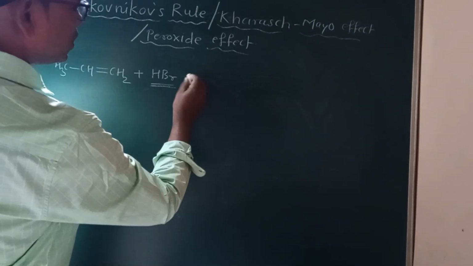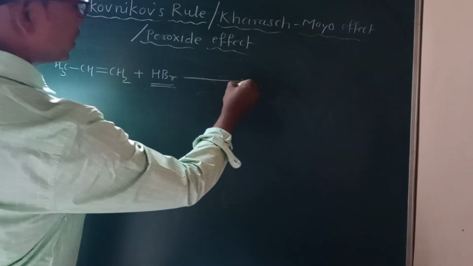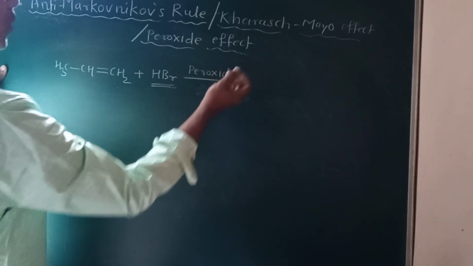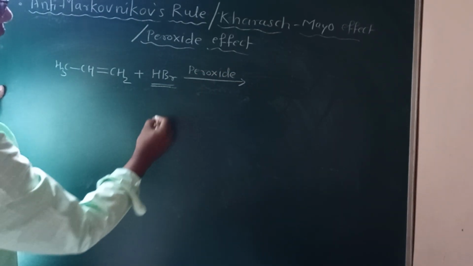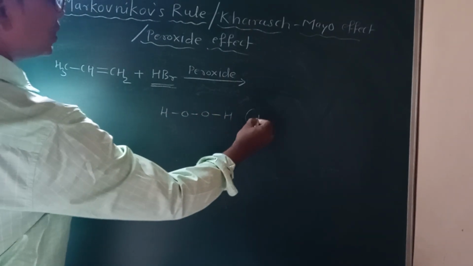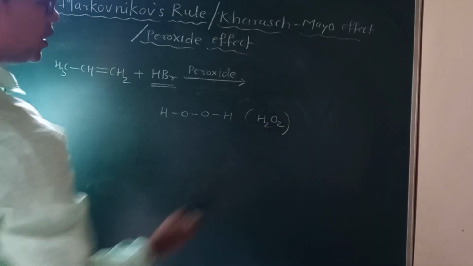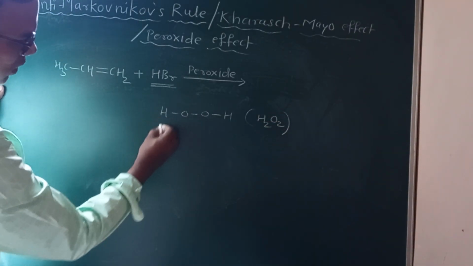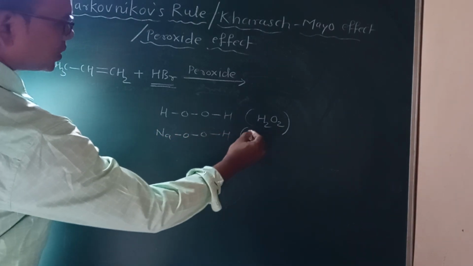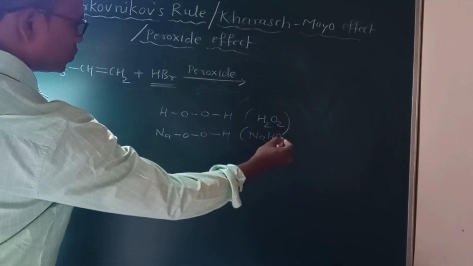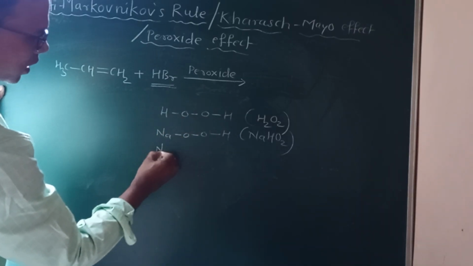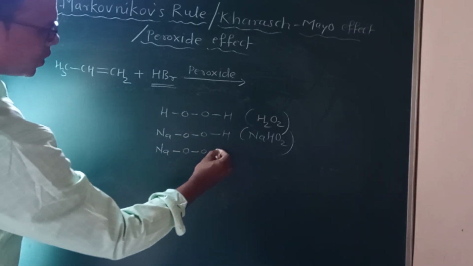Now this effect is observed only when there is a peroxide. You can have any peroxide; peroxide means it's a peroxide. For example, the simple peroxide is HOOH, that is H2O2, hydrogen peroxide, right? If I replace one H by Na, I will get Na, then O, O, and then H, that is NaHO2. It is called sodium hydroperoxide. And if I replace both H by Na, I will get Na, then O, O, and then Na.